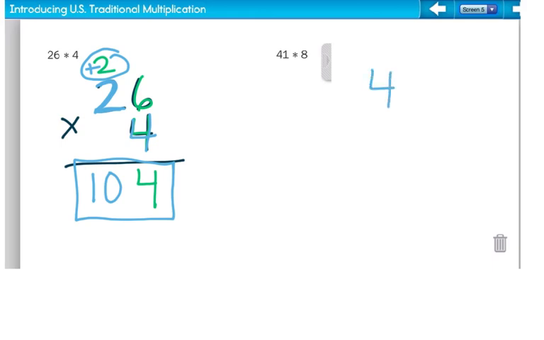All right, let's take 41 times 8. Starting with some very simple ones to begin with. So we're going to go ahead and multiply the ones. 8 times 1 is 8.